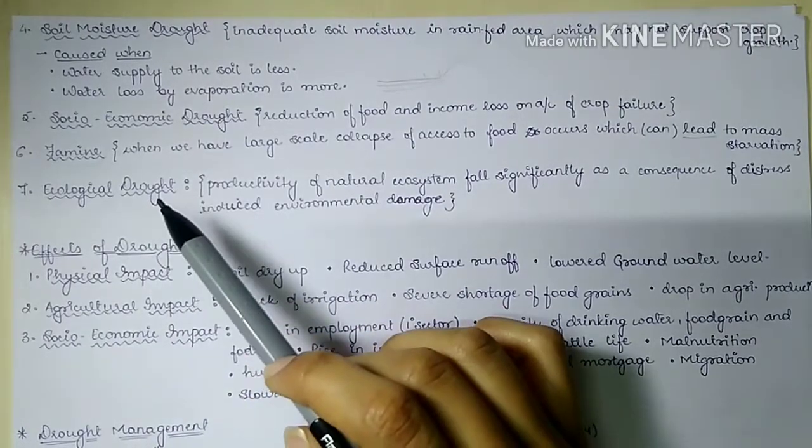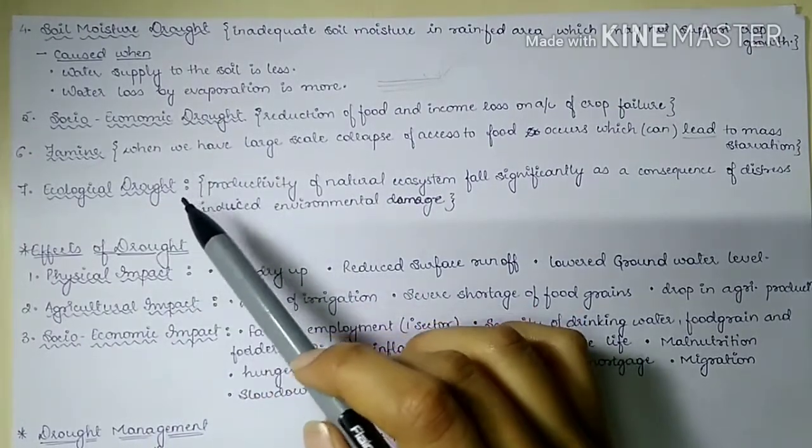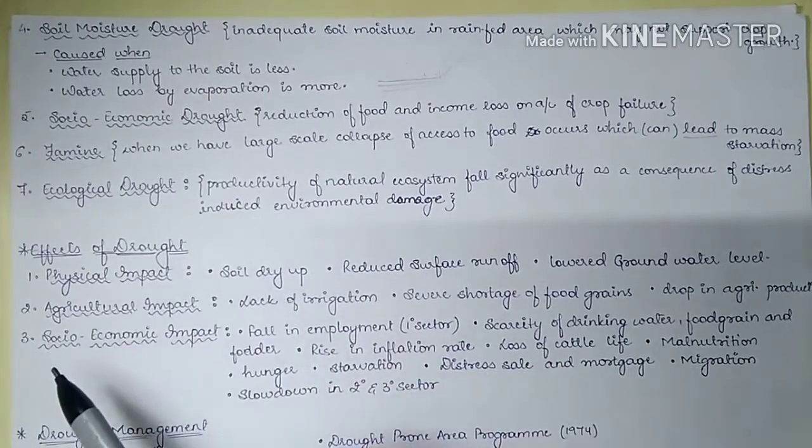So these were the types of droughts. Now we will look into effects of drought.